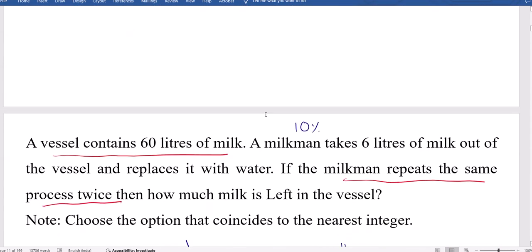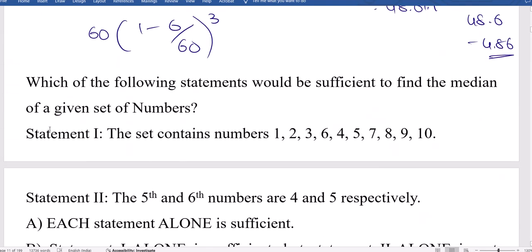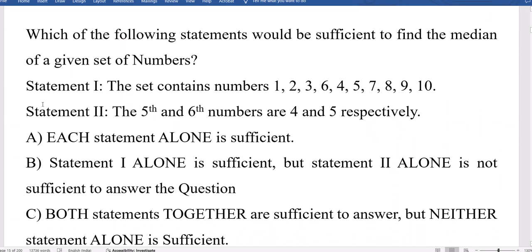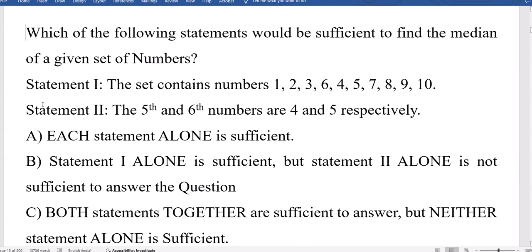Now let's see the next question. Data sufficiency: important for Infosys, important for Accenture, important for TCS. Find the median of a set of numbers. Median. Is statement 1 alone sufficient? Is statement 2 alone sufficient? We have to try each alone first before calculating the other things. 1 alone, 2 alone, together.